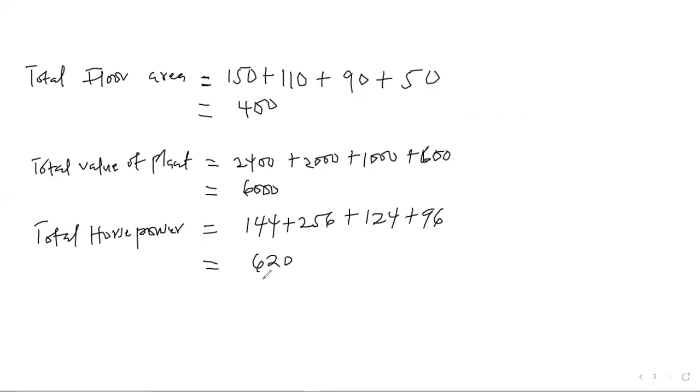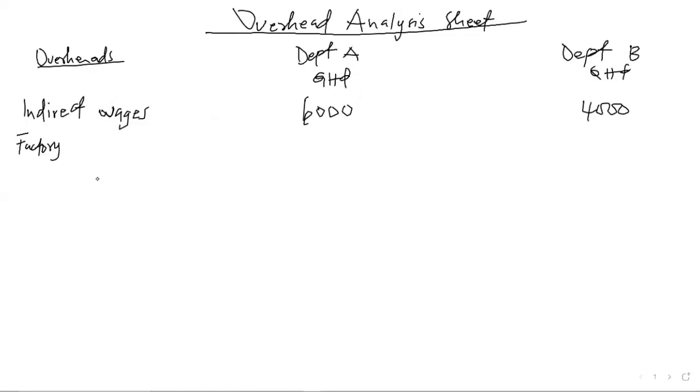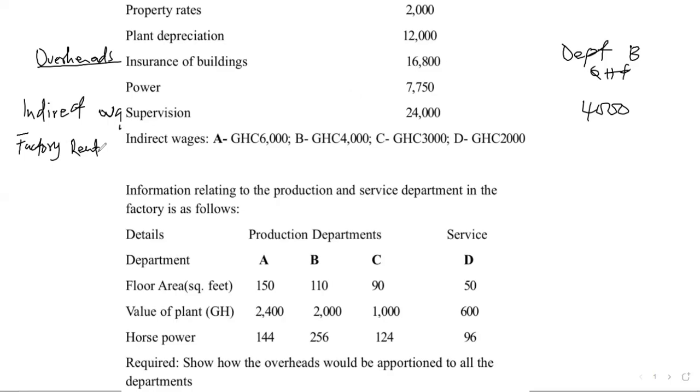So the first thing that you need to do is to find the total. After getting the totals, now you move to your apportionment. For factory rent, this is how you do the apportionment. You pick the floor area. The basis for apportionment for the factory rent is the floor area. We are going to apportion the factory rent based on the floor area. So what we do is you find the floor area for department A divided by the total floor area of the company times the amount of the factory rent.